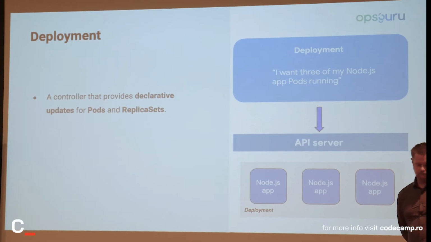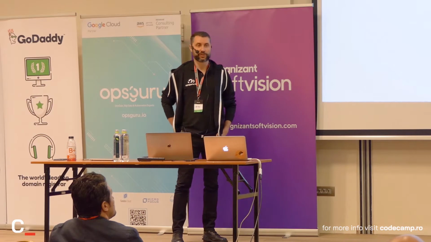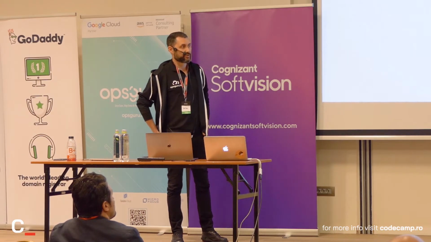Deployment is a high-level API or controller that is used to declaratively manage pod lifecycle. So we use deployment to update pods, update new versions of pods, etc.